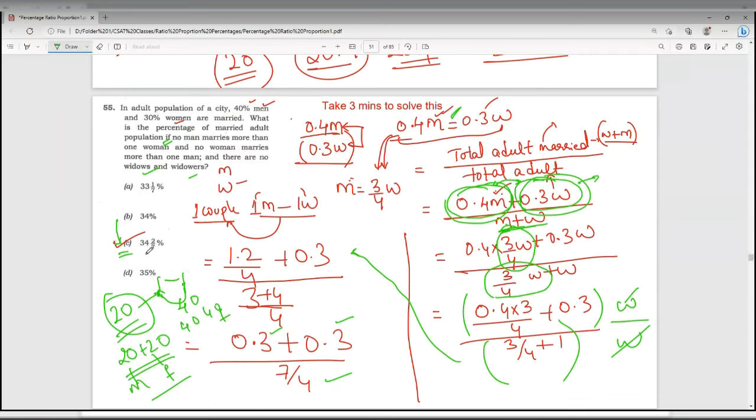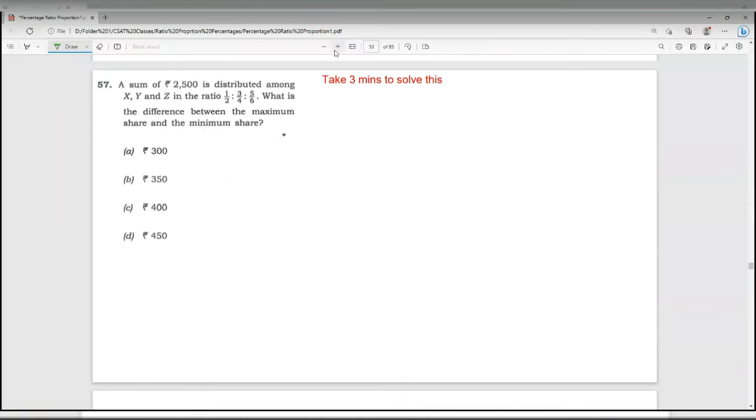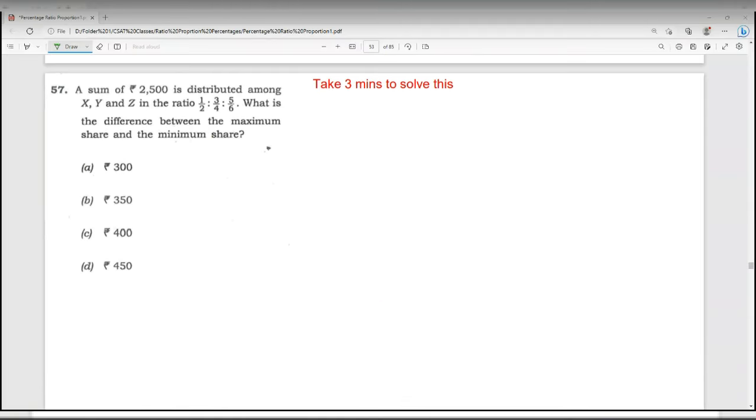Okay, thank you. Is there any other doubts? Okay, we'll move to the next question then. Take 3 minutes to solve this. Yeah, the time is up. Majority have got option C. So we'll see how to go about this question.